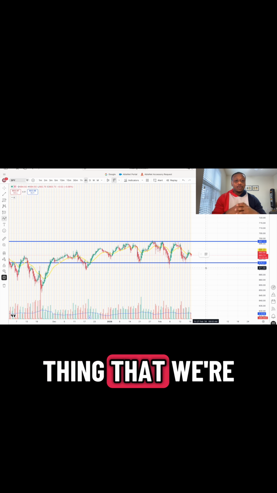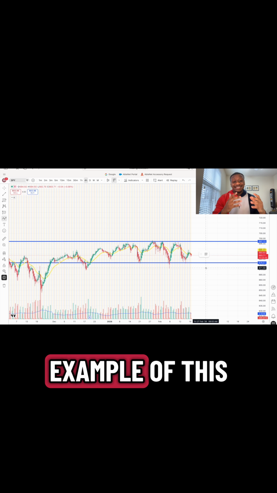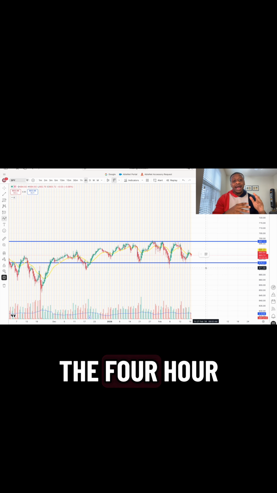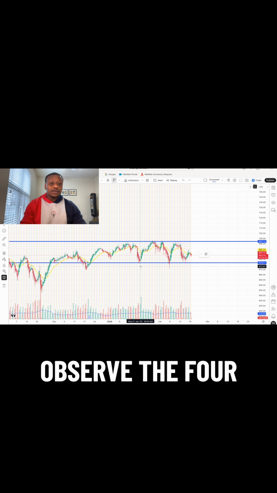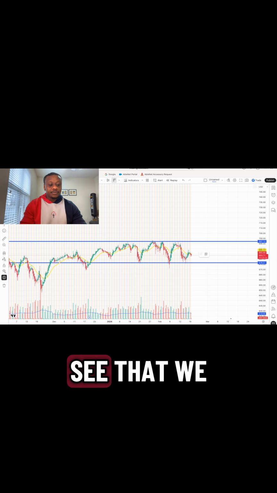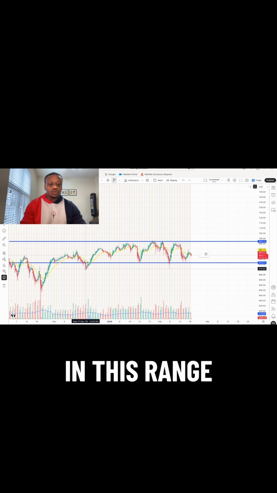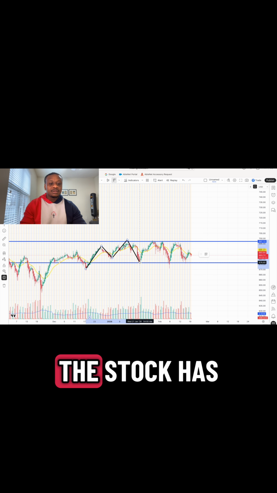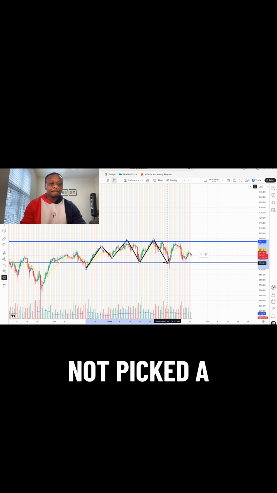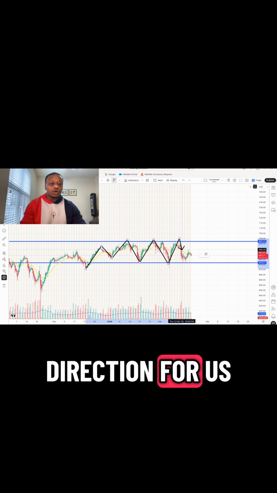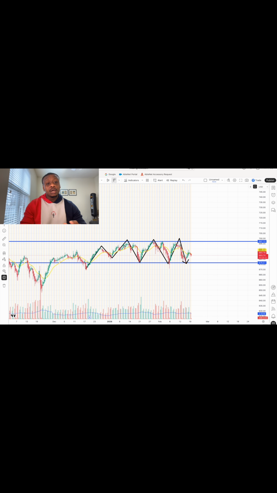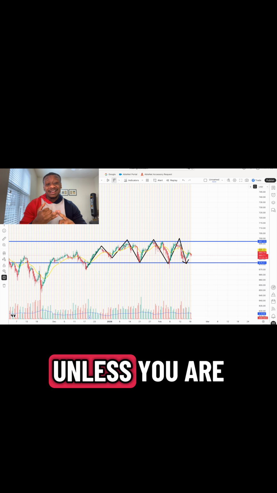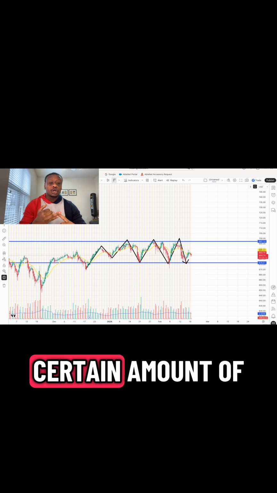Okay, guys, so the next thing that we're going to do is observe an example of this consolidation pattern on the SPY chart, specifically on the 4-hour time frame. Now, when you observe the 4-hour time frame, you guys can see that we have been consolidating in this range ever since December, right? The stock has not picked a direction for us to trade. Generally speaking, you do not want to trade this if you're a stock or an options trader unless you are scalping for a certain amount of gains.